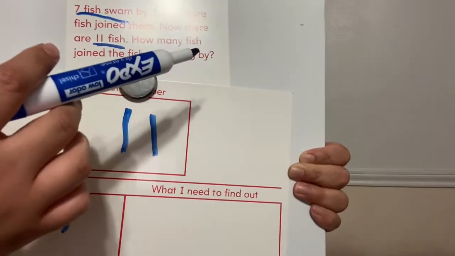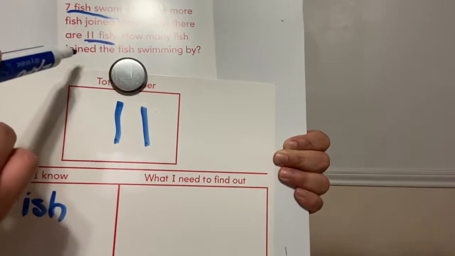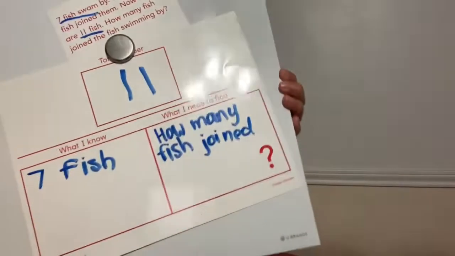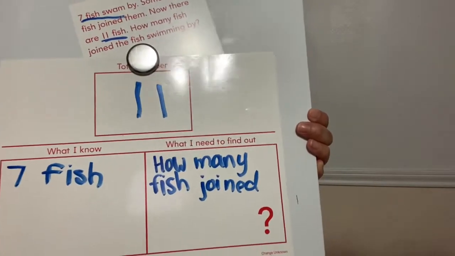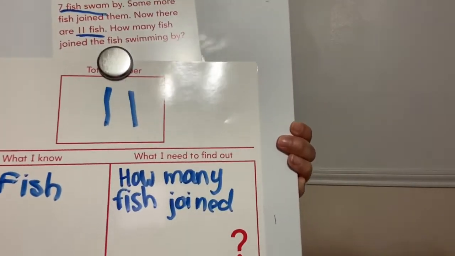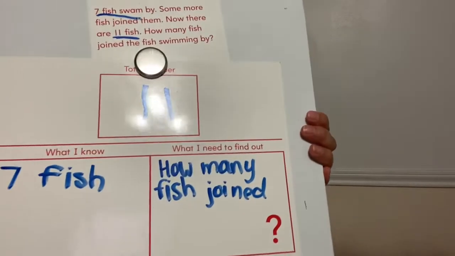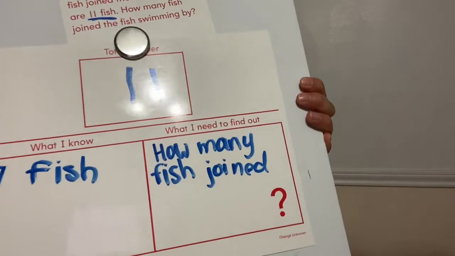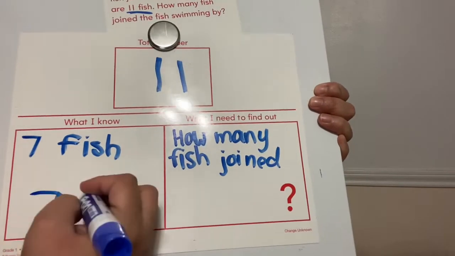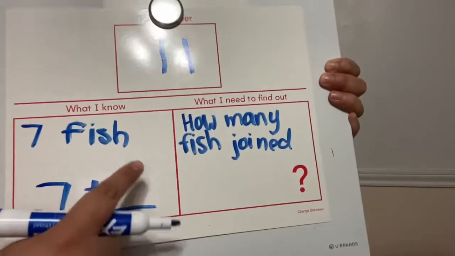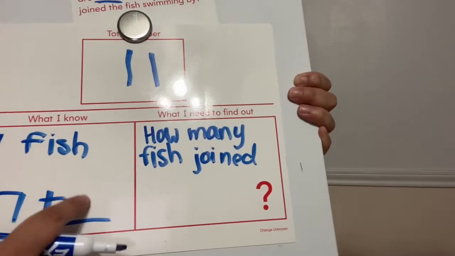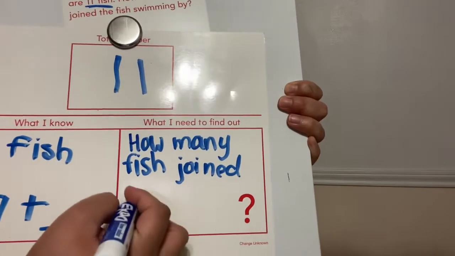Now, we look at our question, we need to find out how many fish joined the fish swimming by. So I'm going to write that right here. Okay, so right here, just to make it short, I wrote how many fish joined the one swimming by. Now, in order to do this problem, let's create an addition problem. So we have 7 fish plus blank because we don't know how many fish joined the fish swimming by yet. So we're going to leave it blank, and that equals 11.